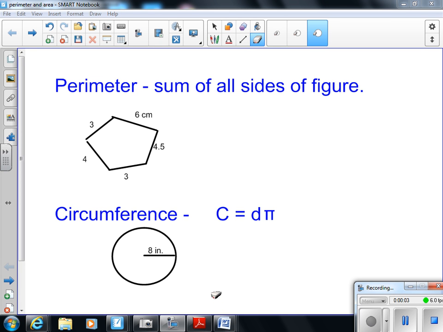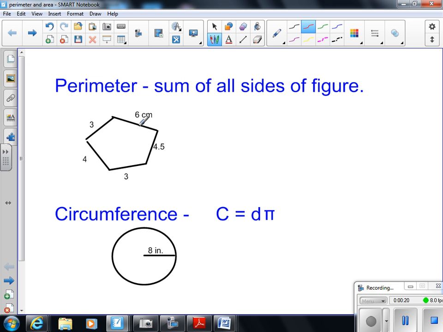Today we're going to be working on area of irregular figures, but let's just review some of the basics of geometry measurement first. Perimeter. Perimeter of a figure or polygon is basically the sum of all sides. In other words, you add up all the different sides.